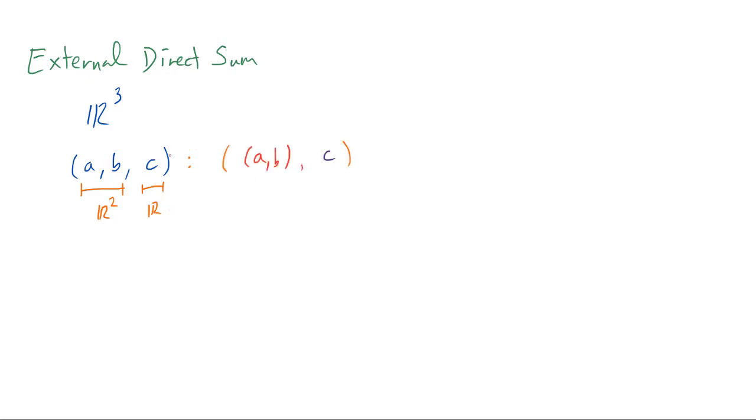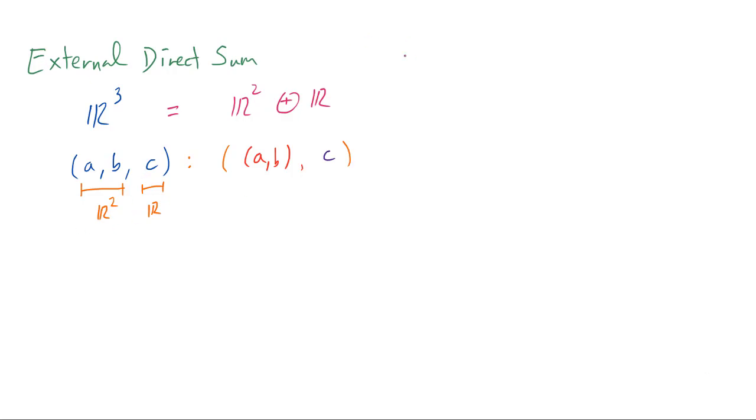To make this more explicit, you can think about (a, b, c) as a tuple consisting of two parts, the first being (a, b) from R2 and the next being c from R. And how we can express this decomposition is that R3 is equal to the external direct sum of R2 and just the space R. We can immediately generalize this to any vector space.